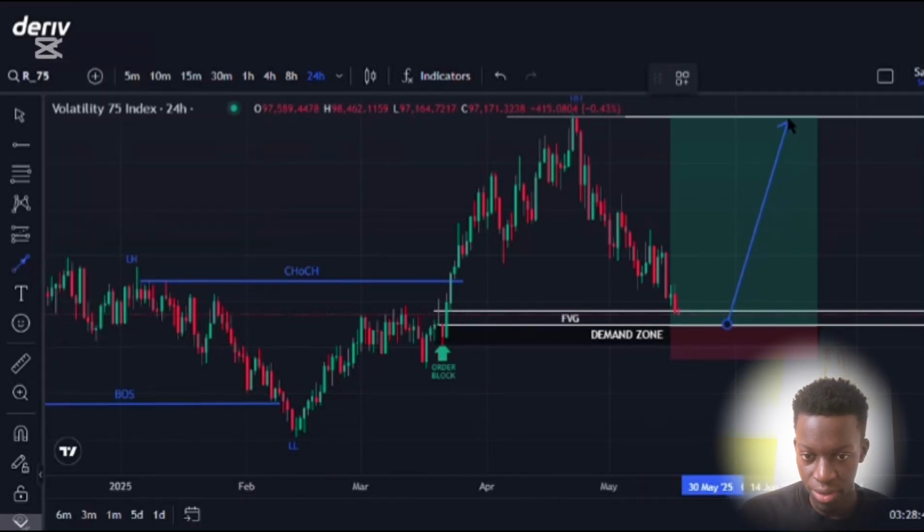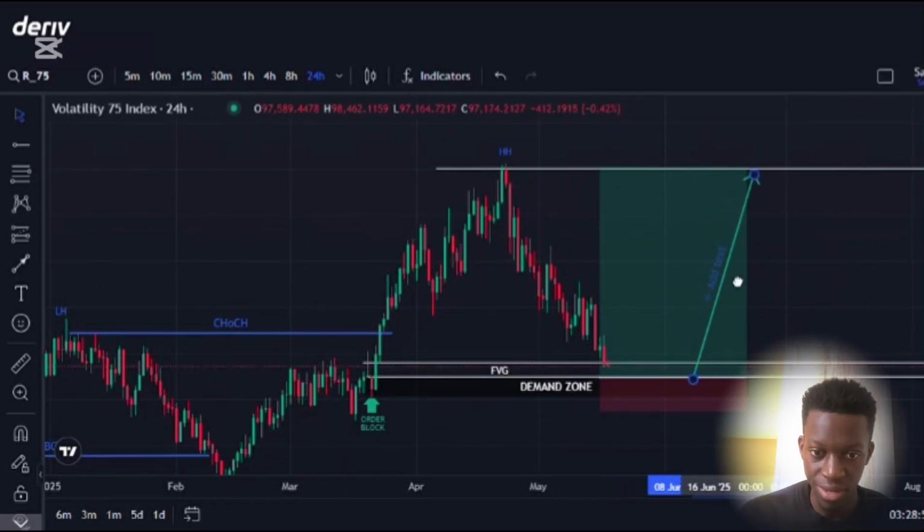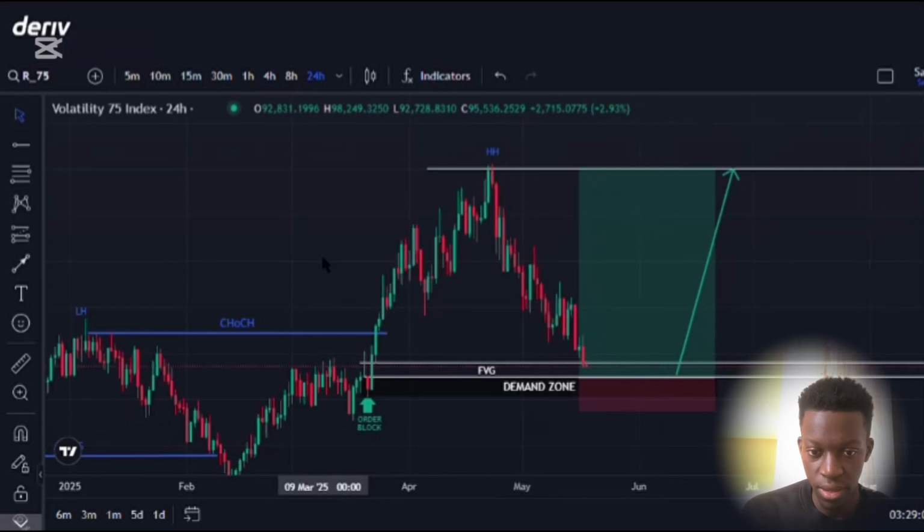So this is a movement we're expecting: the market to hit this demand zone and go all the way to the top and not just touch but break the previous higher high that has been formed in the market.